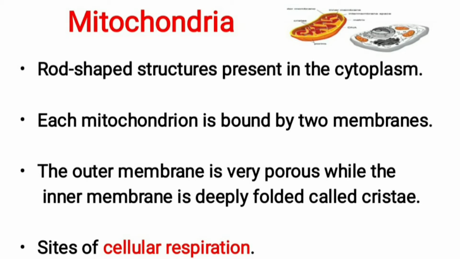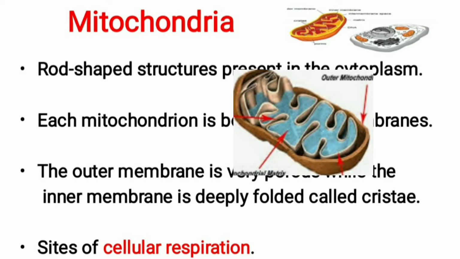Mitochondria, rod-shaped structures present in the cytoplasm. Here is the mitochondria. Each mitochondrion is bound by two membranes. The outer membrane is very porous, while the inner membrane is deeply folded into finger-like projections. These projections are called cristae.